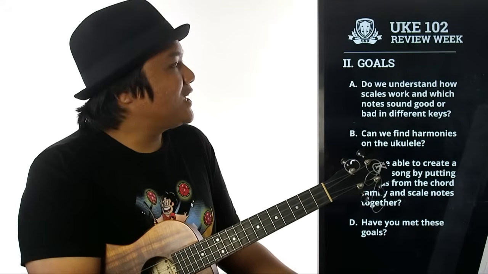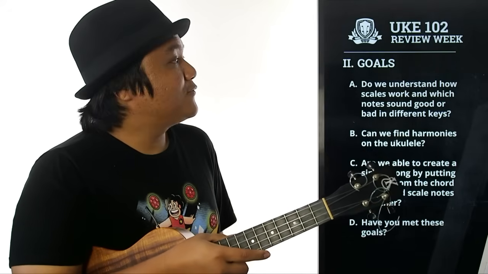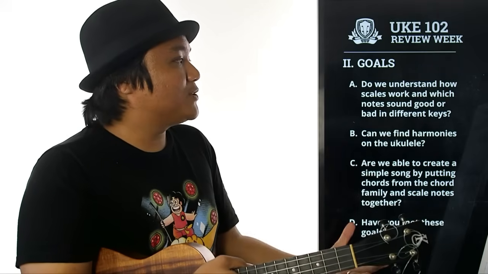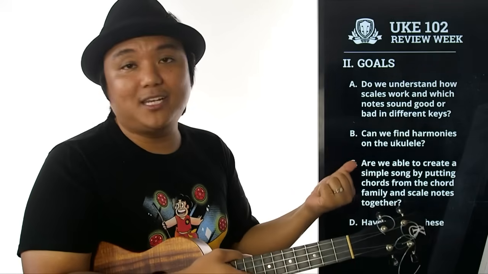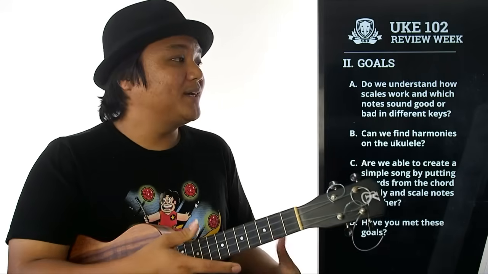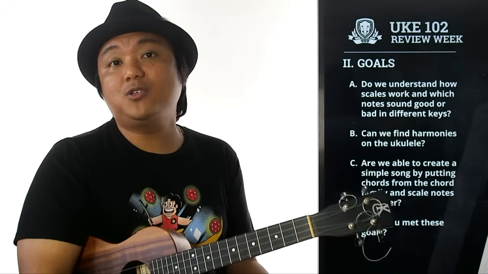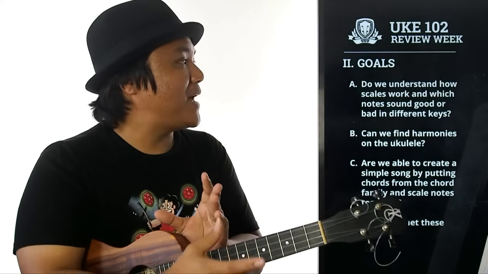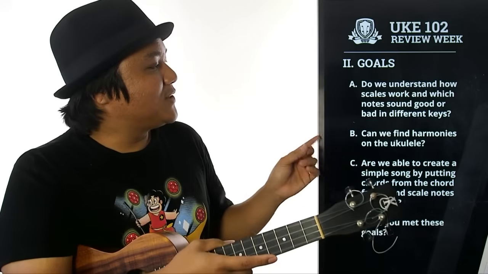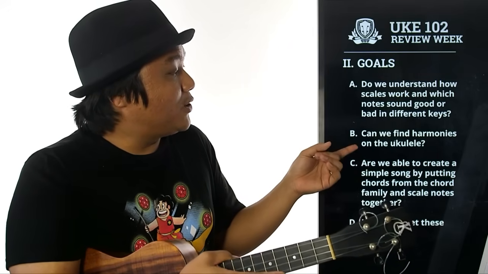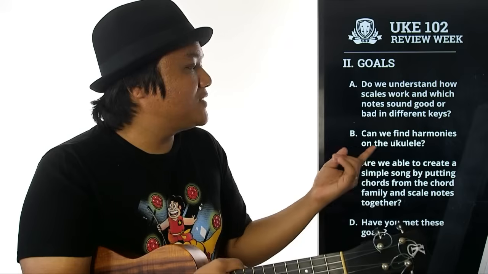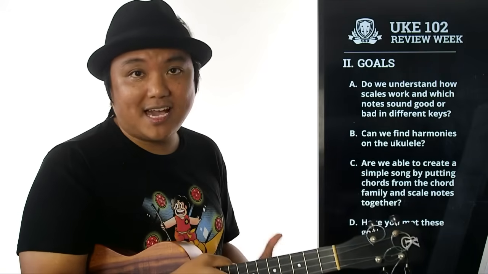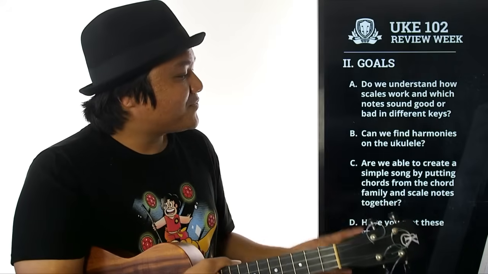So let's take a look at our goals from the beginning. For our first 5 weeks, do we understand how scales work and which notes sound good or bad in different keys? Yes, we do, because we know how to create the major scale using whole, whole, half, whole, whole, whole, half. That shows us which notes are good and which notes are bad. So check on that goal. Next goal we put for ourselves: can we find harmonies on the ukulele? That is a big check. That is a big 10-4 on that. We just did that just a couple minutes ago.